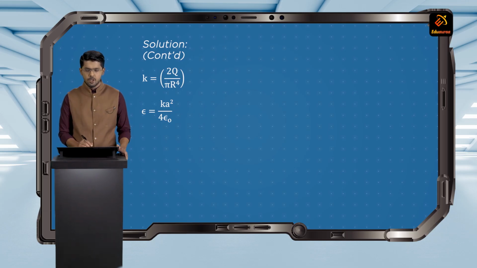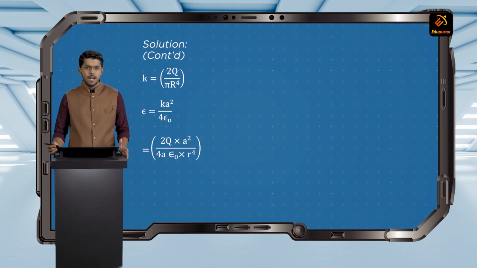And finally, by substituting the value of k, 2q into a square upon 4 pi epsilon naught into r to the power 4. Now this is the value of electric field at a distance a from the center. To get the force on the charge, let's call that F1, which is the force applied by this charge distributed in the sphere on that charge minus q, which is placed on each ends.